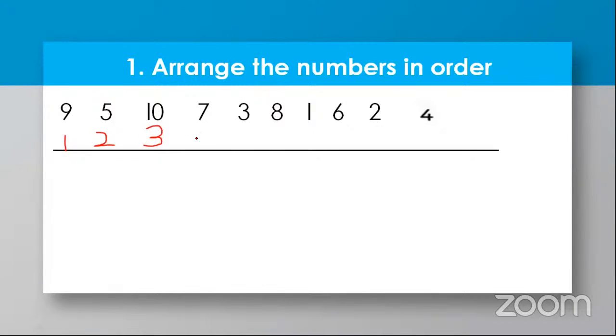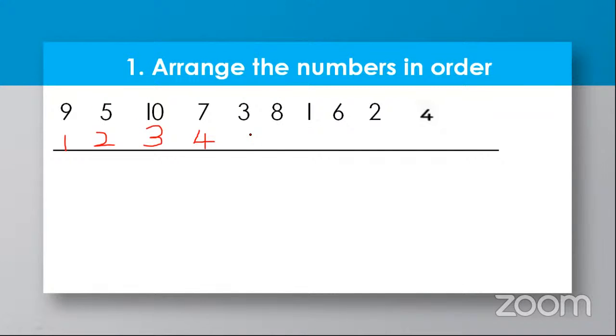Someone tell us. 4. Very good. Let us count and see. Number 1, 2, 3, 4. Very good. 4 comes after number 3.